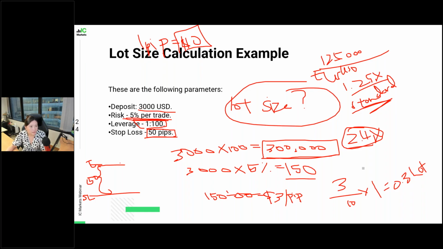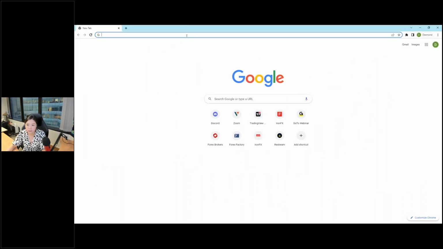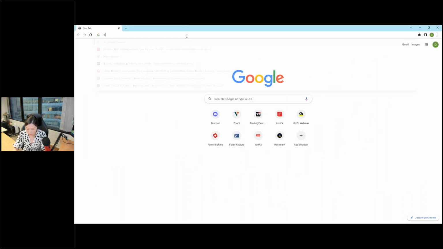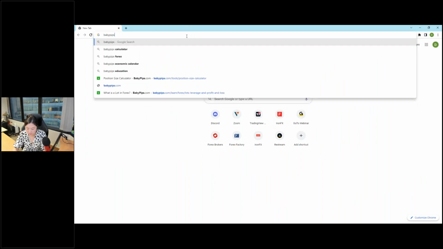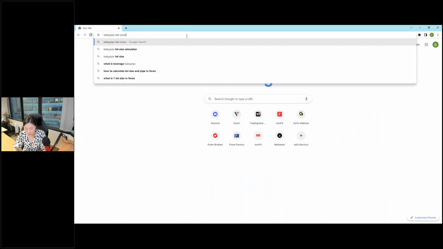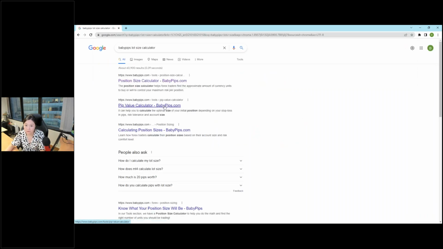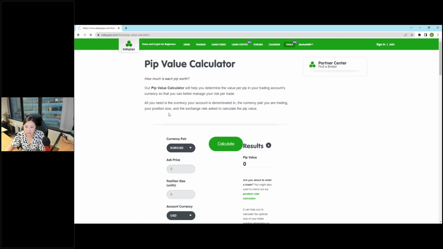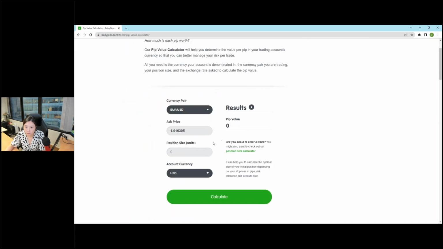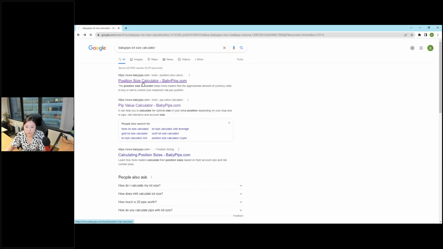Okay, for those who do not want to go through such a headache, you can actually go to certain websites. Let me try to find, maybe Babypips lot size. If you do not want to go through the hassle of calculating, you can go to maybe Babypips, or you can just Google any lot size calculator. No, not this, position size.